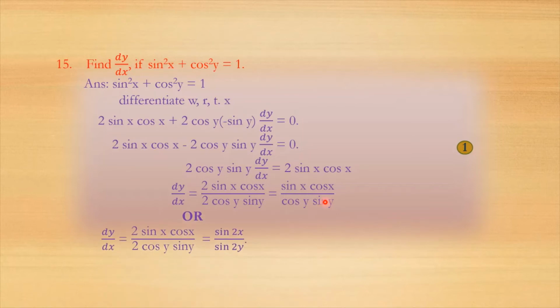Suppose if you write in place of 2 sin x into cos x, or 2 cos y into sin y, as a formula, that is 2 sin x into cos x is sin 2x, and 2 cos y into sin y is sin 2y. For this also you will be getting 1 mark. Any one of these, if you do also, you will be awarded marks.